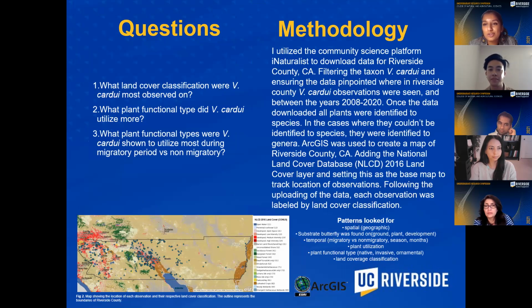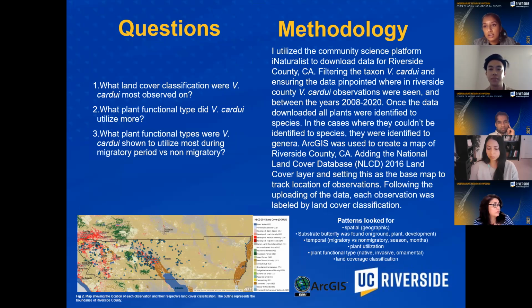Okay, so the three questions we asked in this research were: what land cover classification were Vanessa cardui most observed on? What plant functional type did Vanessa cardui utilize more? And what plant functional types were Vanessa cardui shown to utilize most during the migratory period versus non-migratory?